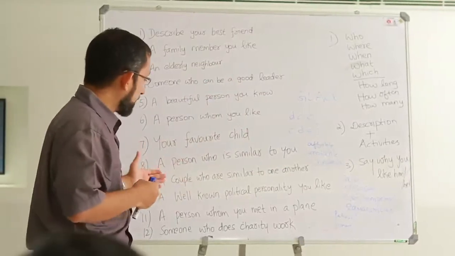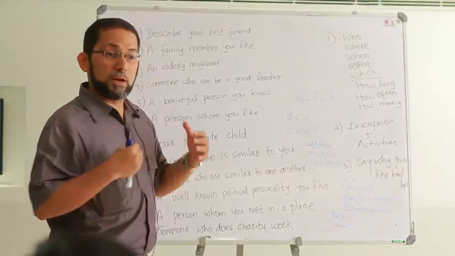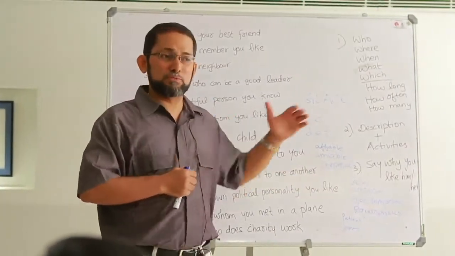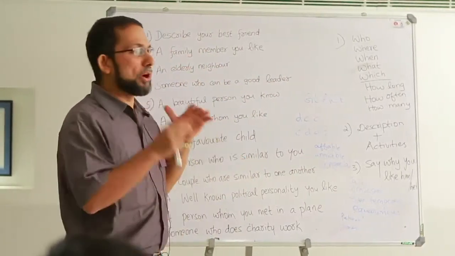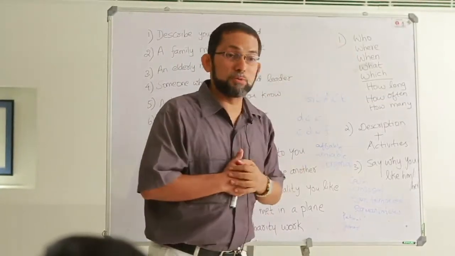And same again, let's say a couple who are similar to one another. You say you're going to talk about a couple who are similar to one another. And so who would be? Perhaps you say the ex-serviceman you talked about, remember? Ex-serviceman and his wife. And then you say both of them, and say where do they live? Opposite your home. When did they move in?